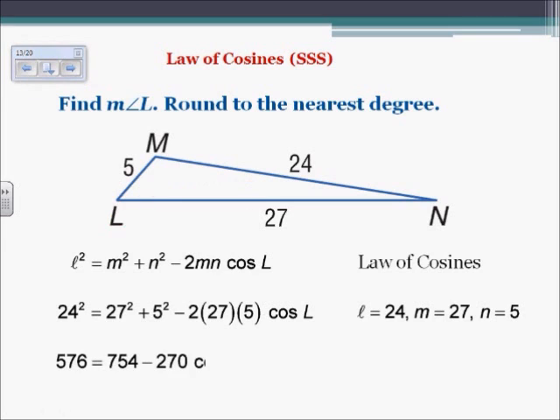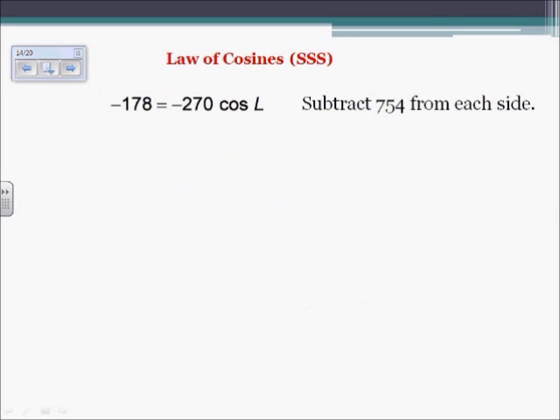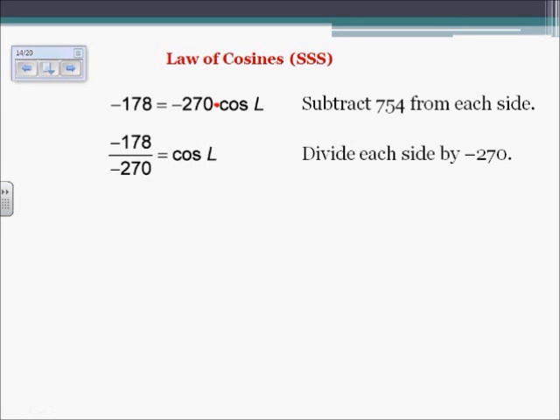Simplifying further, 576 is equal to 754 minus 270 cosine of L. So this is just simplifying all of those values. At this point, if we're trying to solve for L, I would get rid of the 754, and that's what we're going to do on the next slide. Negative 178 then is equal to a negative 270 cosine of L. These are really being multiplied together, so we should divide both sides by negative 270.